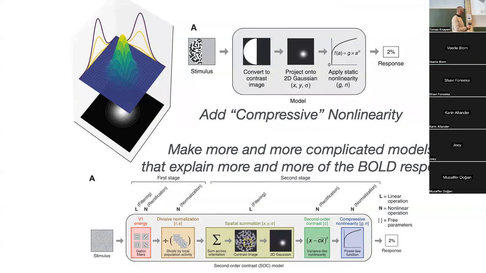Quickly though, you can make these models more and more complex. What I just showed you was the simplest possible model. And then of course, when this runs, you can start making it more and more complex. For example, we know that the brain doesn't respond completely linearly when you show a visual stimulus. So you can get things like a compressive nonlinearity that you see there, and then better explain the responses of these single voxels. You can go more and more complex.